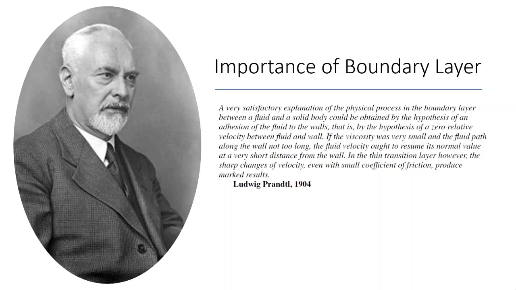In Sir Ludwig Prandtl's words, a very satisfactory explanation of the physical process in the boundary layer between a fluid and a solid body could be obtained by the hypothesis of an adhesion of the fluid to the wall. That is, by the hypothesis of zero relative velocity between fluid and wall. If the viscosity was very small and the fluid path along the wall was not too long, the fluid velocity ought to resume its normal value at a very short distance from the wall. In the thin transition layer, however, the sharp changes of velocity, even with small coefficient of friction, produce marked results. In the next few slides, we're going to explore these marked results.